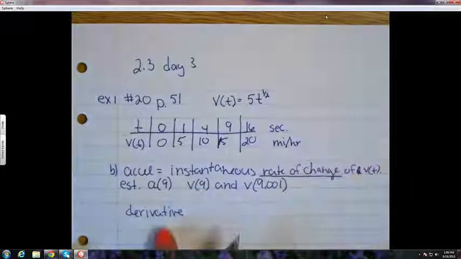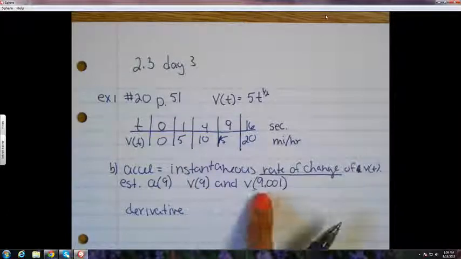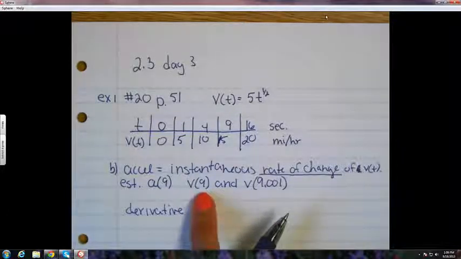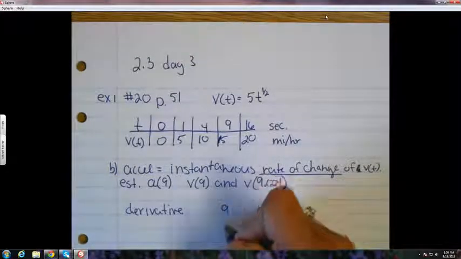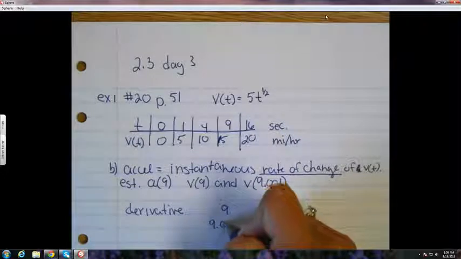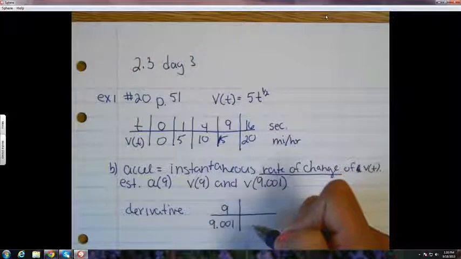For derivative, right back to chapter 1, we did the 3-point table and the slope of the tangent line. Here we have a 2-point table, and that's what the author is asking us to do here. Just use 9 and 9.001, and we'll just do a 2-point table and do the rate of change: change in y over change in x.